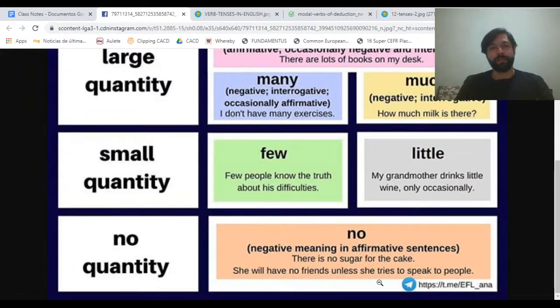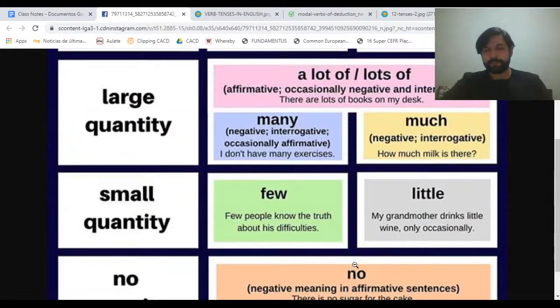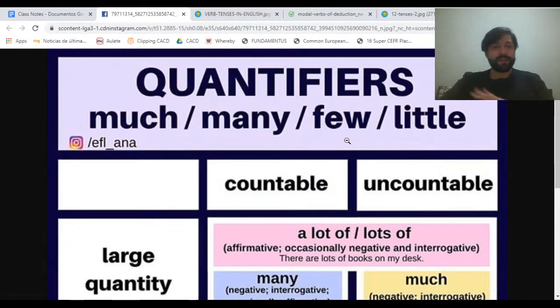But remember, we shouldn't use two negatives like there isn't no sugar. This is considered wrong in English. Okay, some people use it, but it's very informal and it's wrong. Okay, so we have the quantifiers. These are the main ones.